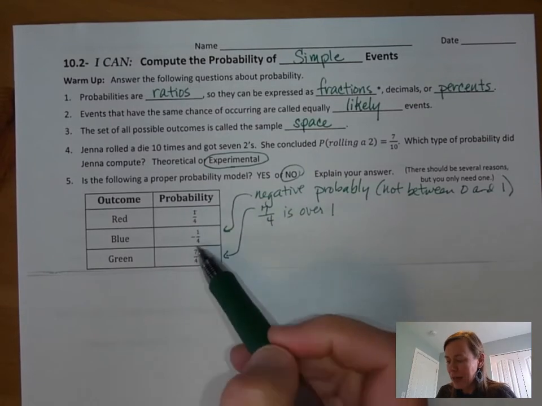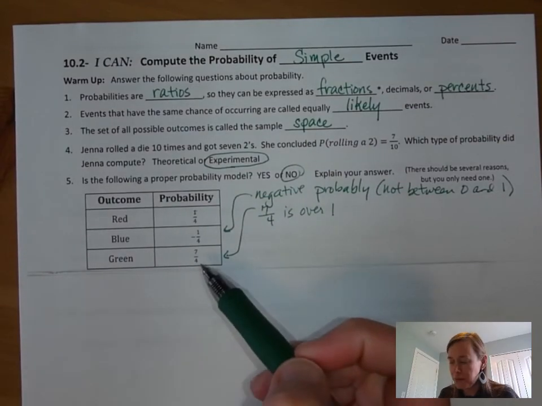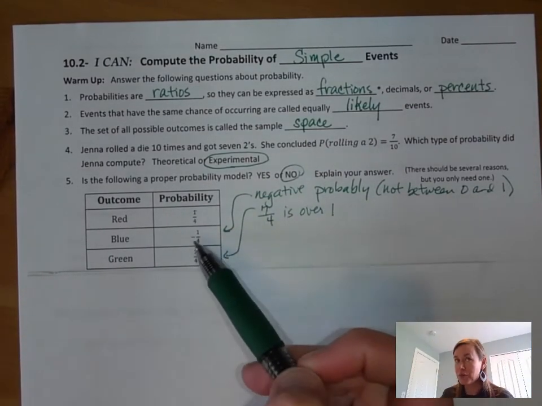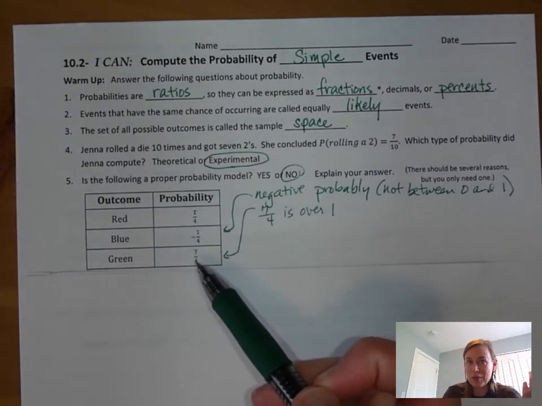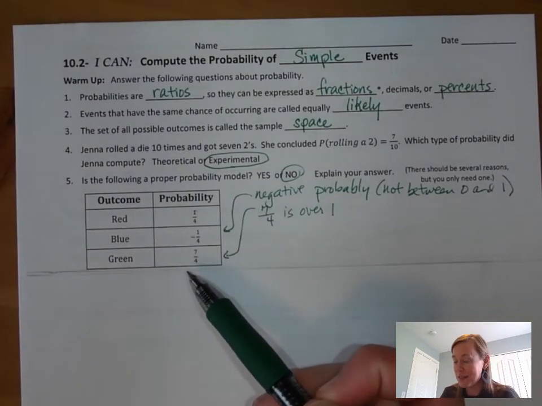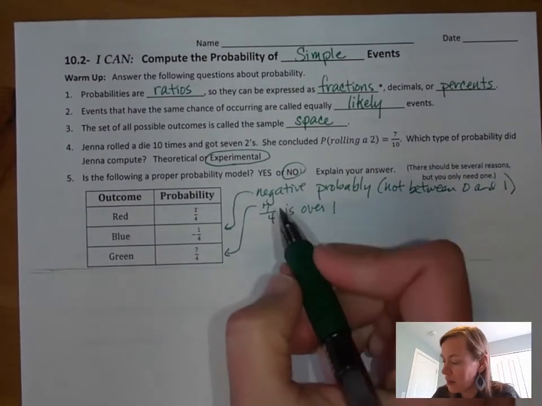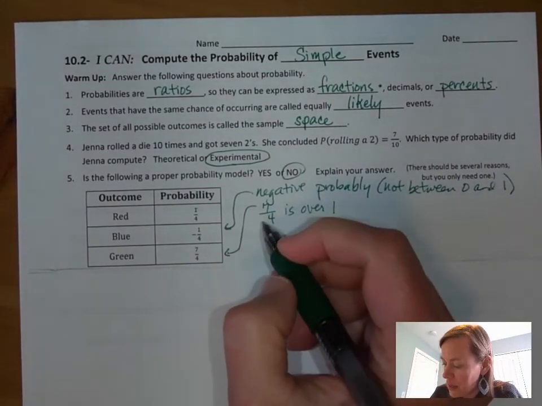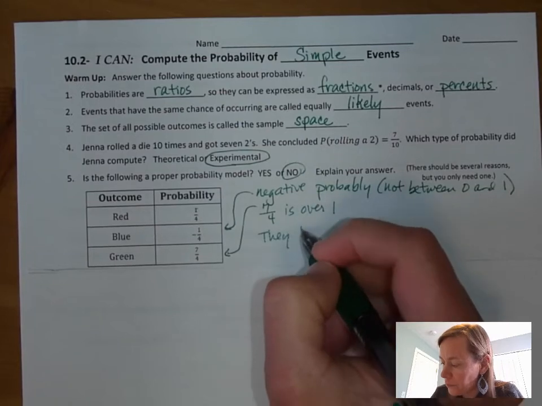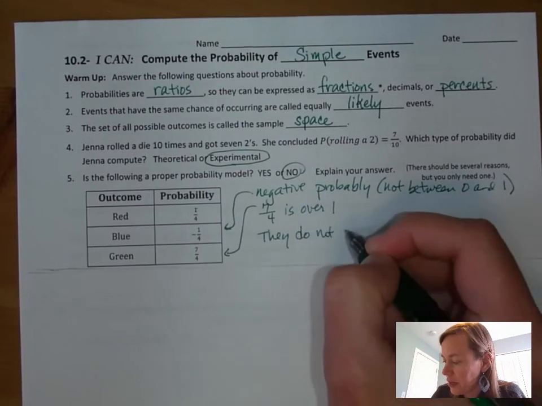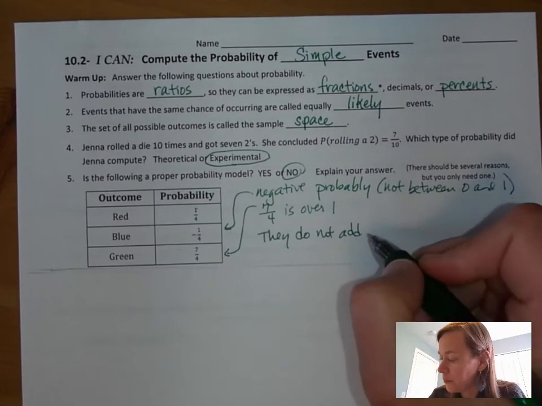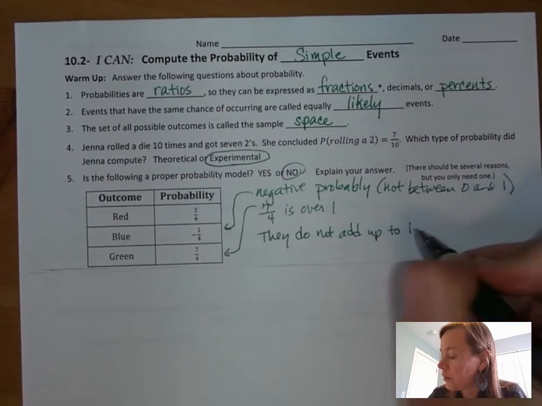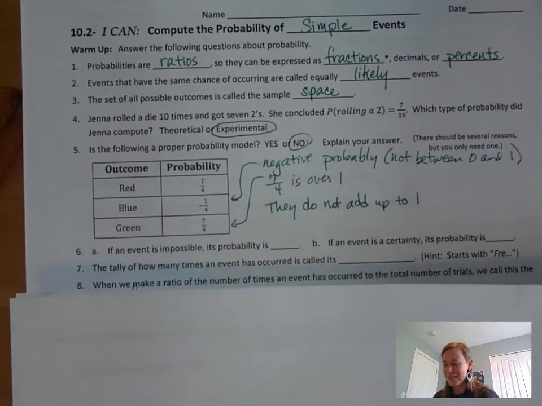What about if we added all these together? Would they total up to be 1? Let's see, 1/4 minus 1/4 equals 0, plus 7/4, that equals 7/4. It equals 1.75. That does not total to equal 1. So the third reason would be they do not add up to 1. So 3 good reasons this is not a proper probability model. Okay, there we go. Let's keep going.